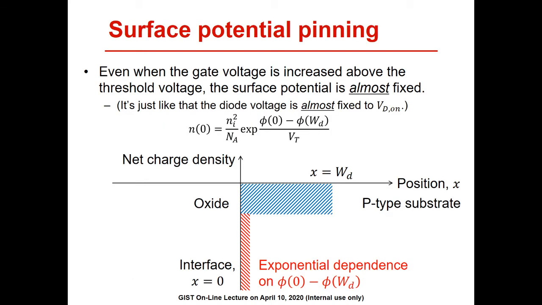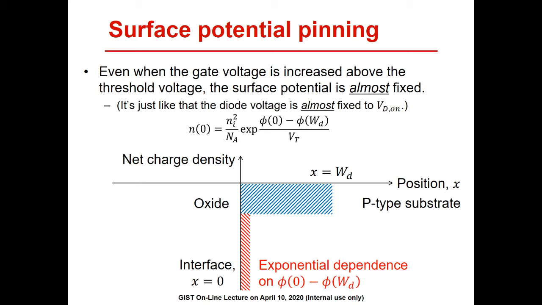Assume that the gate voltage is higher than the threshold voltage. One important observation is the electrostatic potential at the interface. The surface potential is almost fixed. We can find a similar situation in the PN junction.